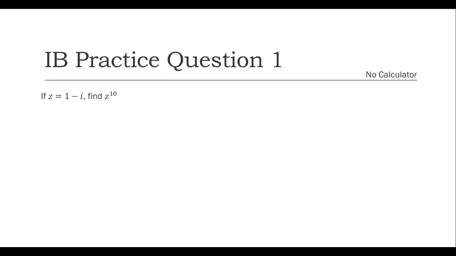So now we have an IB practice question, which is no calculator. It says if z equals 1 minus i, find z to the 10th. If we wanted to do it without de Moivre's theorem, we would have to do 1 minus i times 1 minus i times 1 minus i 10 times, which would take a really long time. So what we'll do is convert our 1 minus i into polar form and then raise that to the 10th power using de Moivre's theorem.